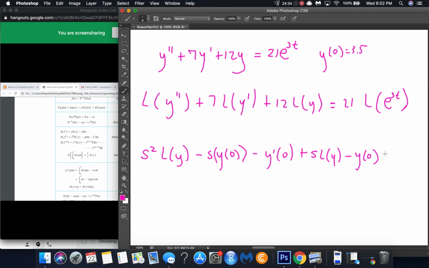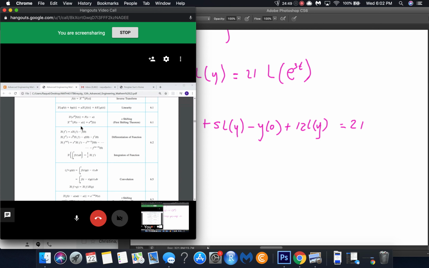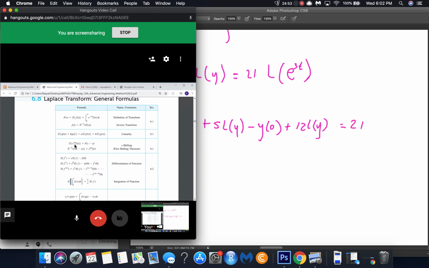Okay. Then plus that. Now we're doing just 12 L of y. Okay. Now, what is L of a exponent? So go a little bit. There, it's up there actually. L of e to the at f of t.